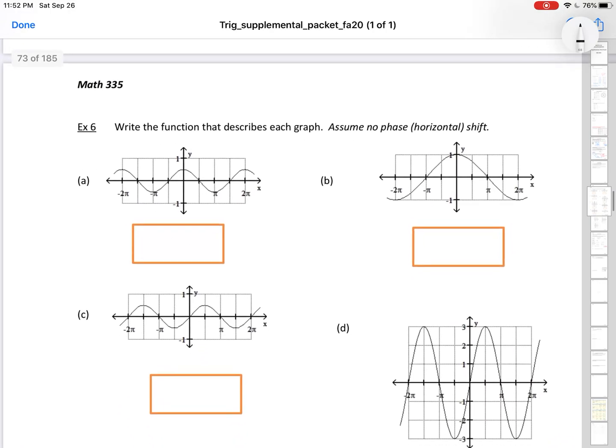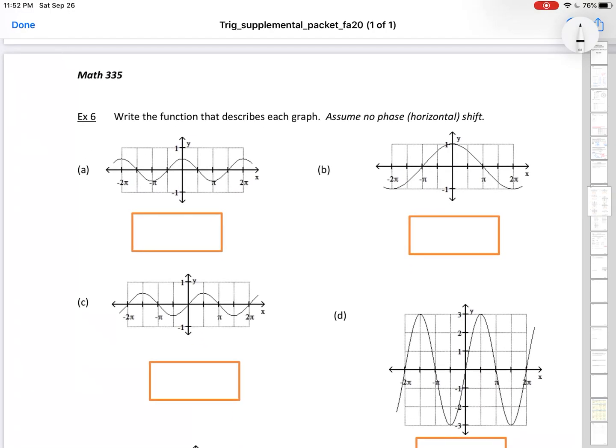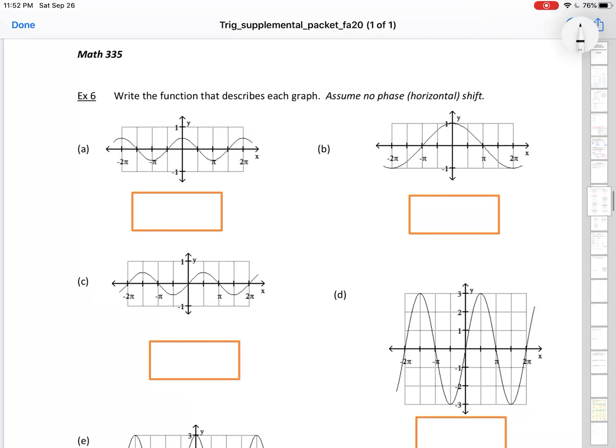So now we get to write the function. And so here we are. We have a graph that's here. So we have to determine whether this is sine or cosine. So I think step number 1 is to determine whether it's sine or cosine.